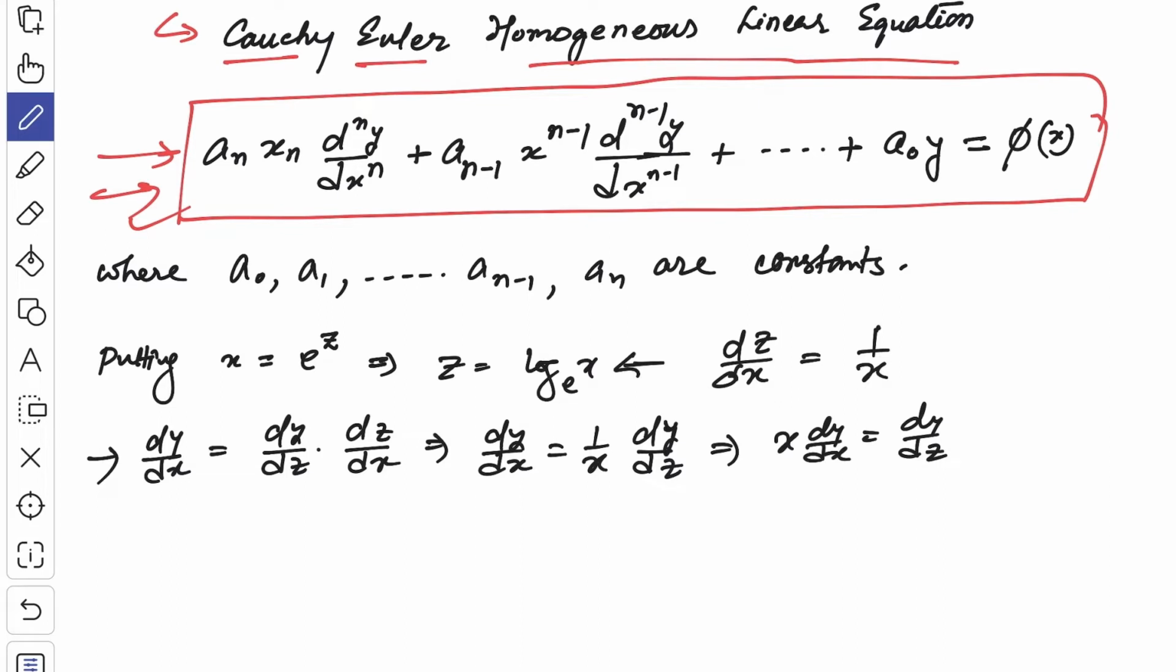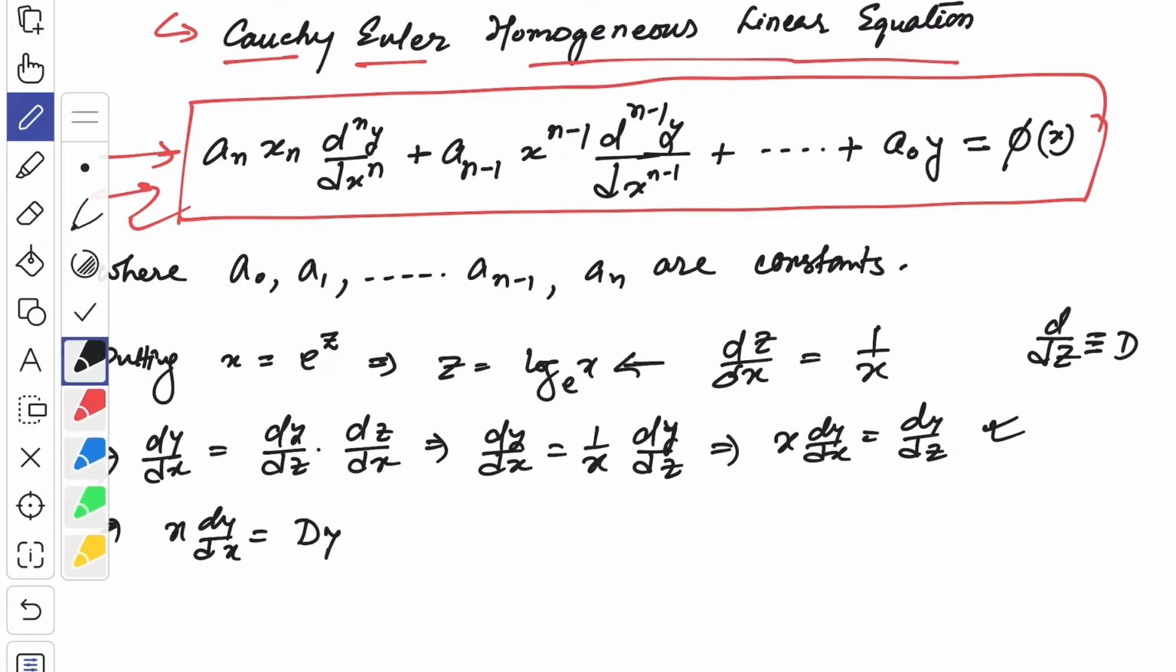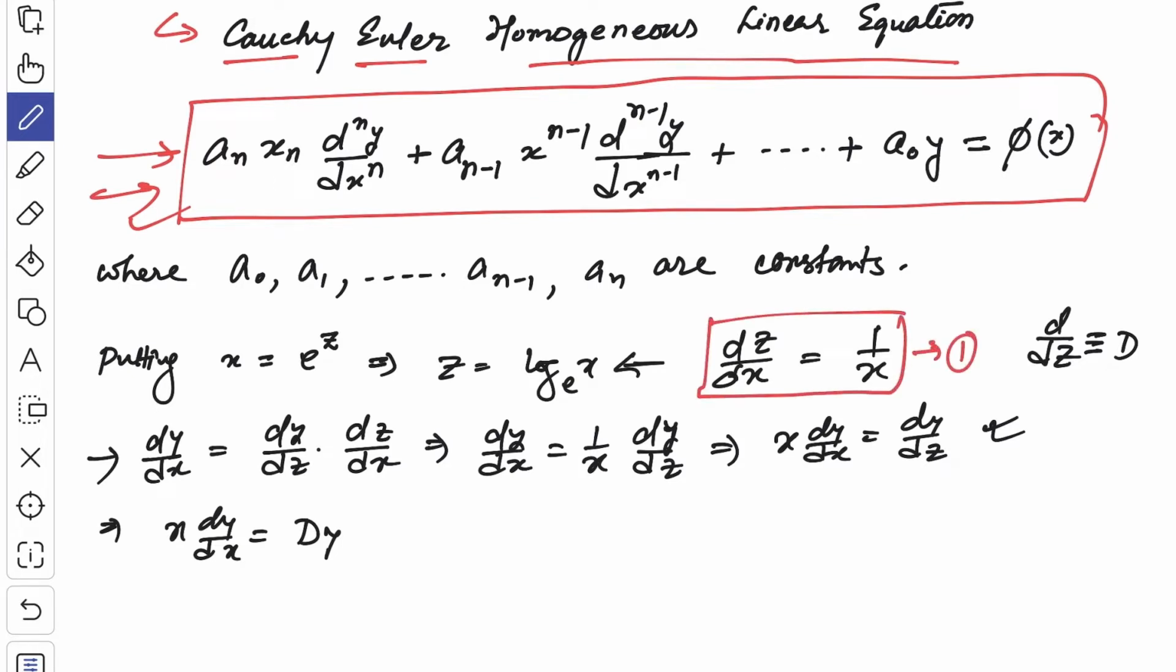Let us denote the differential coefficient d by dz by capital D. Then this equation becomes x dy by dx is equal to capital D y. We can write it this way. Let us consider this as equation number 1, and this as equation number 2.